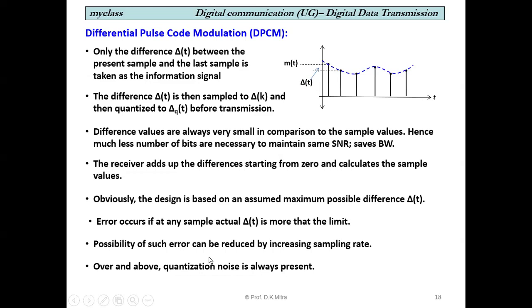Of course, further, it says quantization noise is always present. Because you remember, quantization noise is due to quantization. In pulse code modulation, you quantized the signal itself, so there was some error. Here you are quantizing a small difference signal. Again, there will be some quantization error, maybe a small value, but there will be error. This you have to keep in mind.